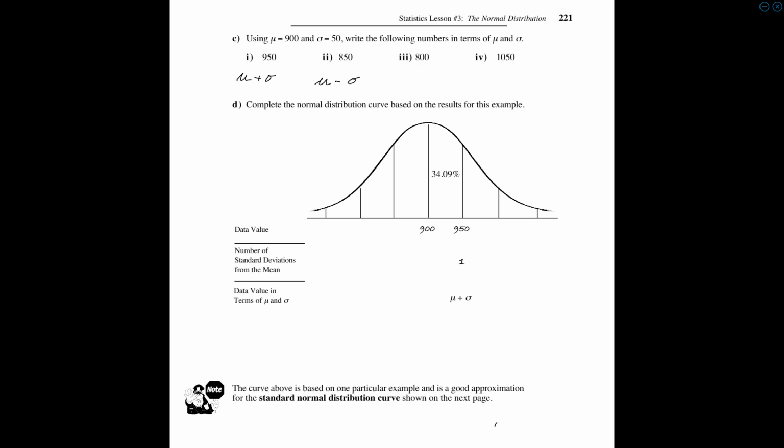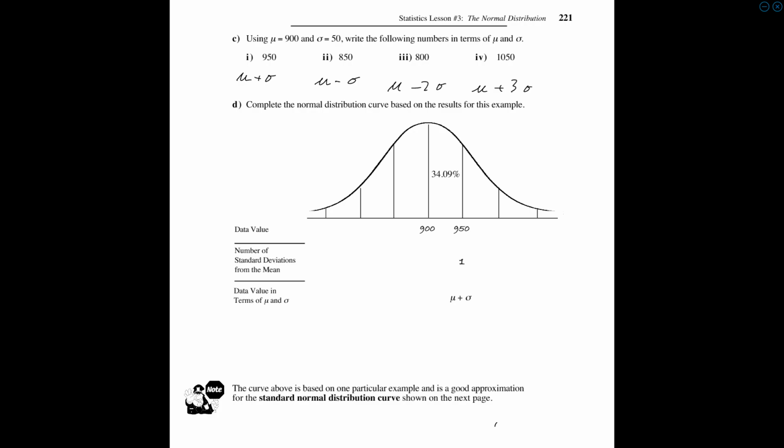Anyways, okay, 800. How is 800 related? How many standard deviations is 800 away from the mean? 2. So how can we express that? Yeah, mu minus 2 sigma. Good. And how about 1050? Mu plus 2 sigma. Great job.